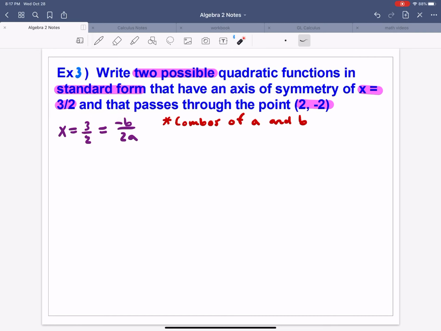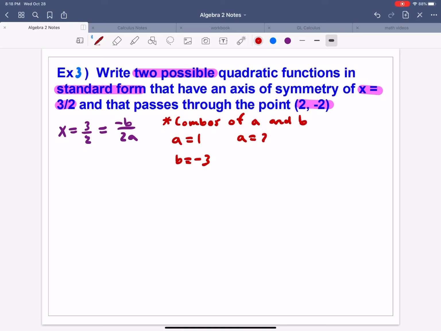I'll start you with one and then let you brainstorm another one, okay? So let's start with a equals 1 and b equals -3. Think about it. If I plug a 1 in for a, the bottom becomes 2. If I plug a -3 in for b, the top becomes 3. So that would equal 3 over 2. So that combination works. Let's come up with another combination.